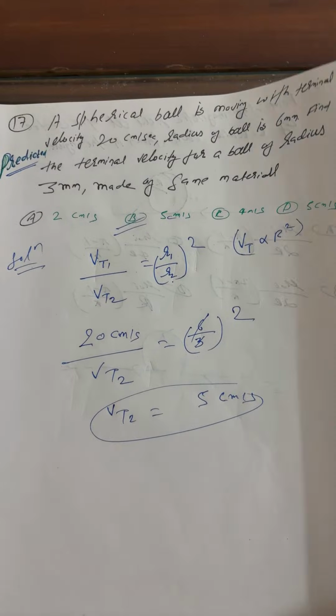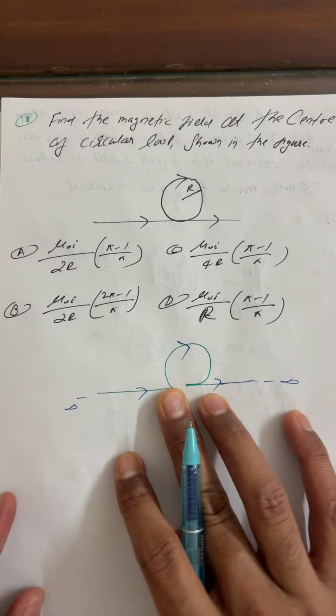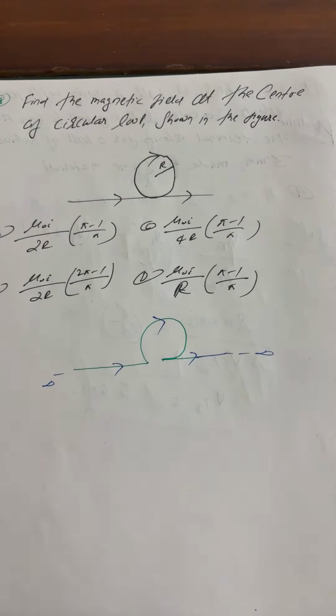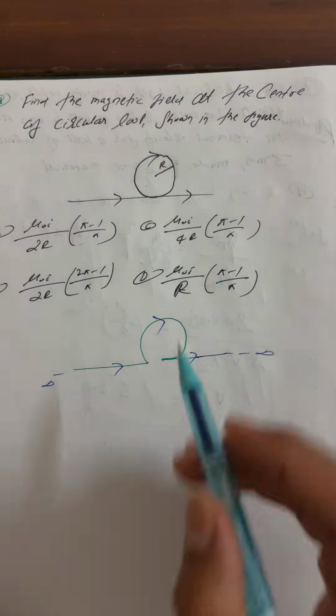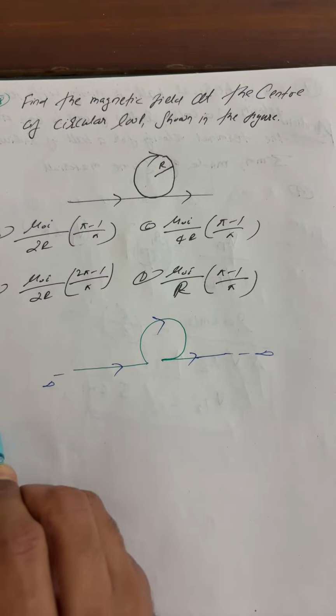Now, have a look, students. Next, last question. This is question number 17. It's a student question from 12th class, right? The question says, find the magnetic field at the center of a circular loop. In fact, the question somewhere changes, but this is a real question, right? So have a look.